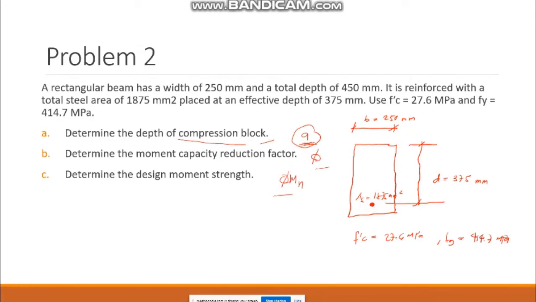So it's very important. Not only the symbols, not only the formula should you remember. Make sure you understand what each one is. So for example, A, make sure it is the depth of compression block. Our P is the reduction factor. Our PMN is the design moment strength.